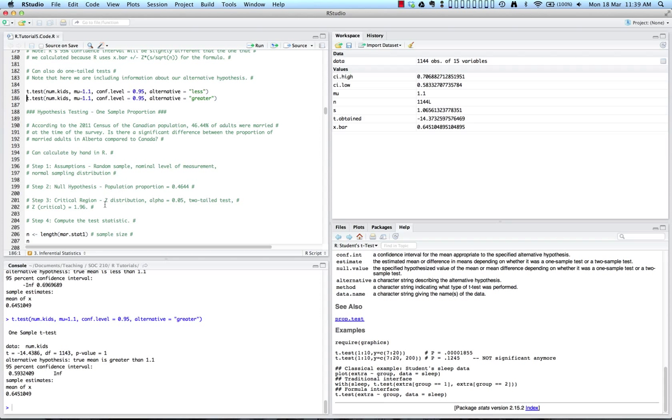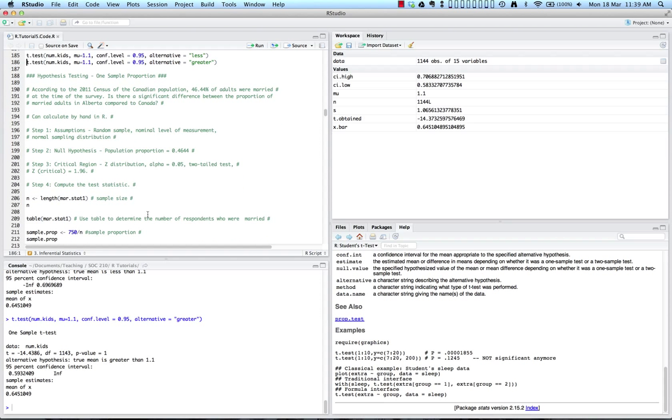Step number 3, we'll decide on our critical region. In this case, we're stating a z distribution, an alpha level of 0.05. We're looking at a two-tailed test, so that's going to give us a z critical of plus or minus 1.96. So now in step number 4, let's go on to compute our test statistic, and we'll first calculate it by hand in R. So in this case, we'll start by indicating our sample size n, which is equal to the length of our variable mer.stat1.